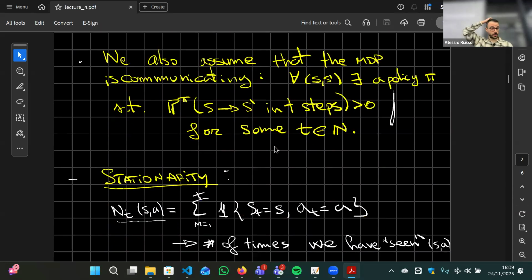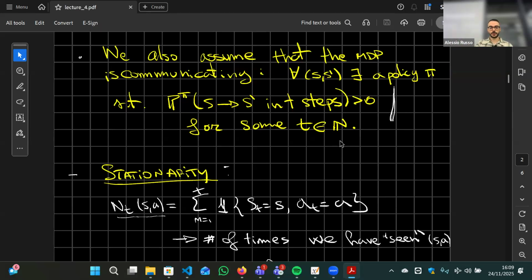We also make some assumption on the MDP such that it's communicating. The communicating property only means that between any two states, there is always a policy pi that guarantees you can go from this state s to s prime in a certain number of steps. So basically in a communicating MDP, you can always navigate the MDP.